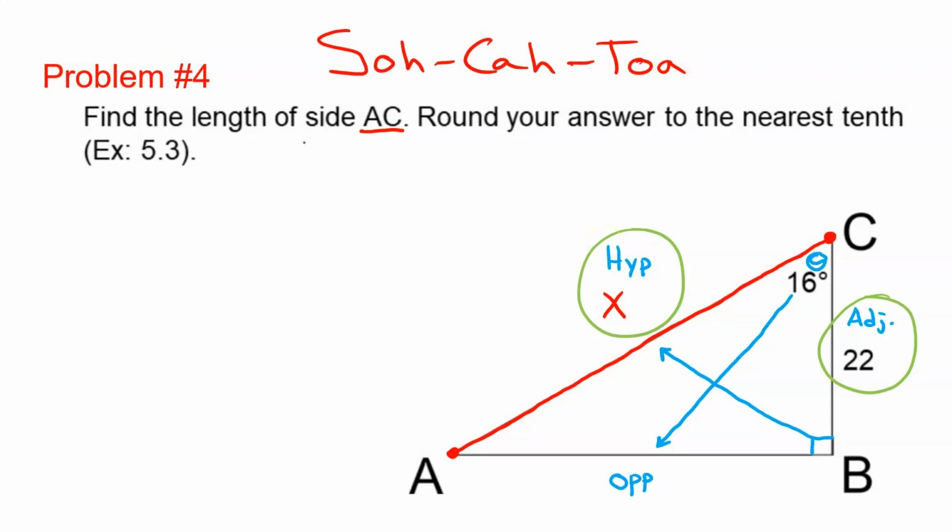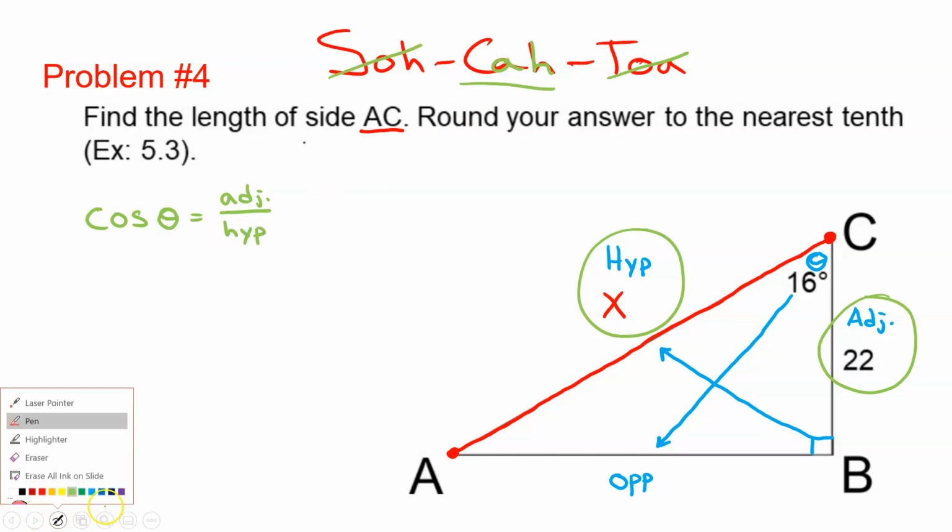Which of those uses adjacent and hypotenuse? Well, sine is opposite over hypotenuse. Tangent is opposite over adjacent. We're not using opposite at all. I need adjacent and hypotenuse, which is cosine. All right, so cosine. What does that represent again? Cosine of theta is equal to A, which is our adjacent, over H, which is our hypotenuse.